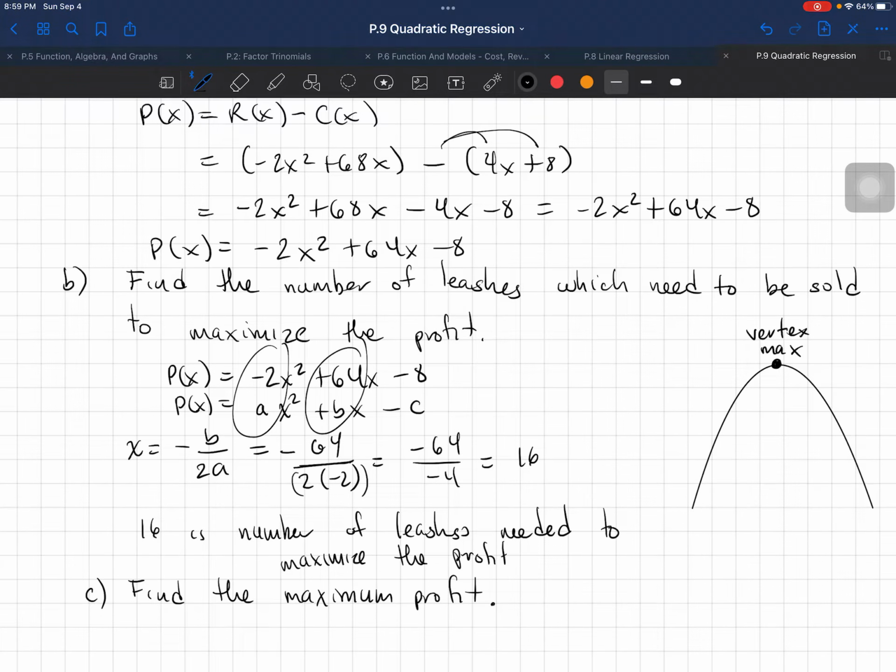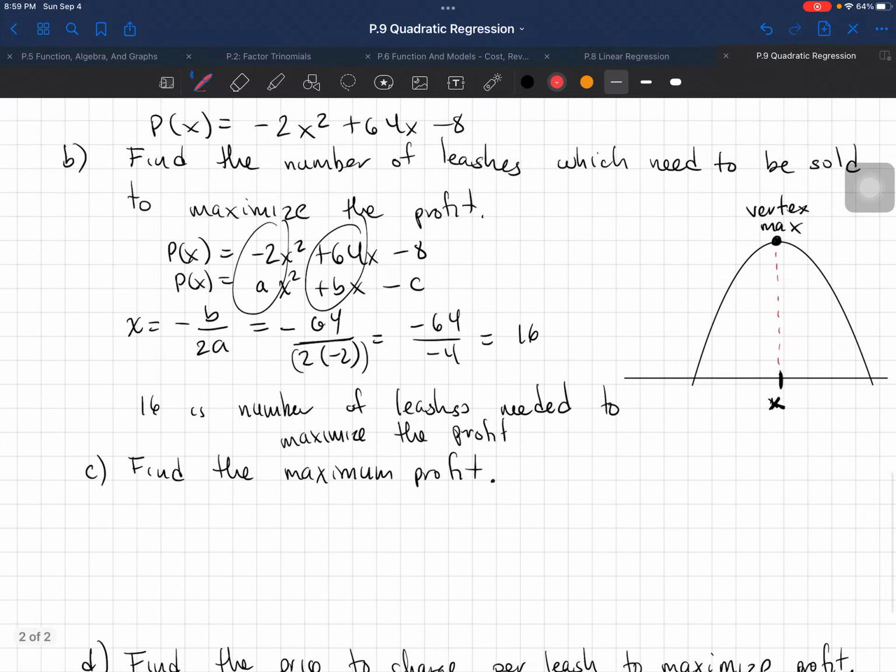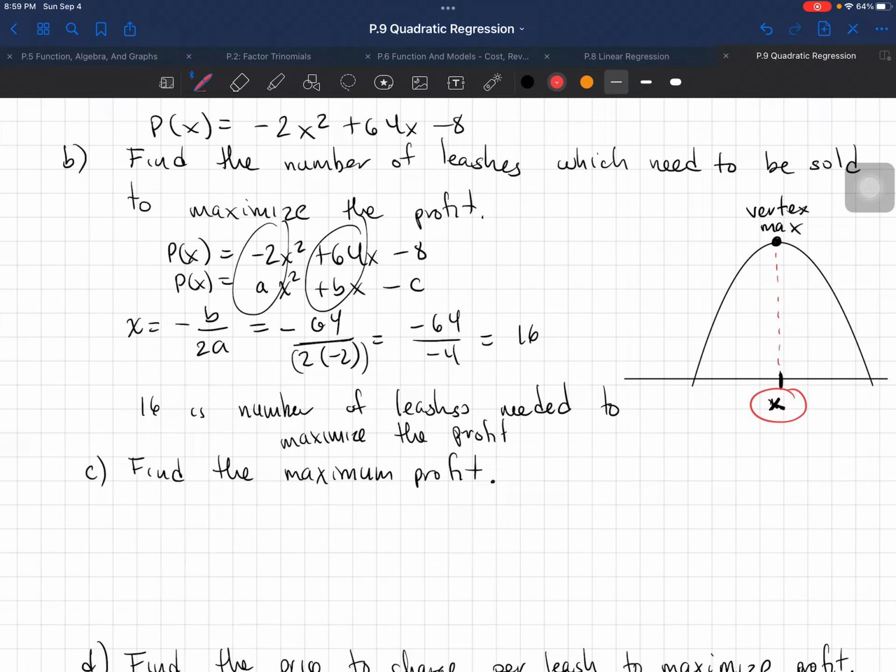In this example, x is the location, right? X is this one right here. So you're able to find where that maximum is. You already know what the x value is where the maximum will happen.